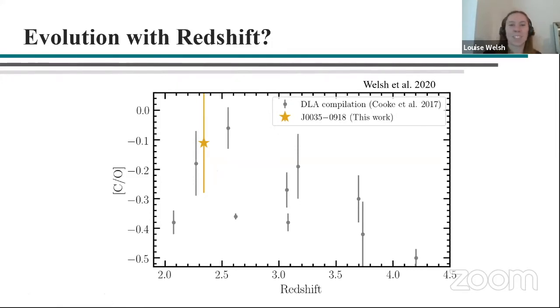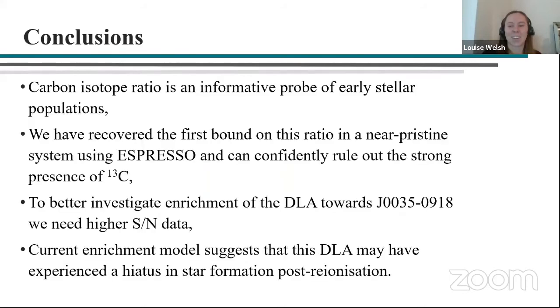And so formative, and we've recovered the first on this ratio in a near pristine system using ESPRESSO. But to better investigate the enrichment of this DLA, we need higher signal to noise data. And our current enrichment model suggests that this DLA may have experienced a hiatus in star formation at the end of reionization. So thank you for listening.